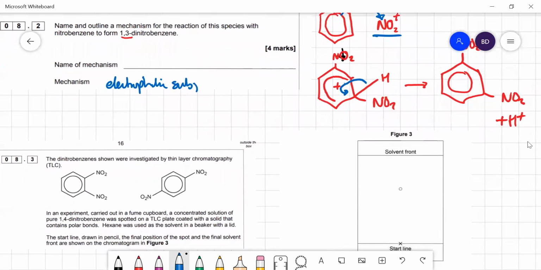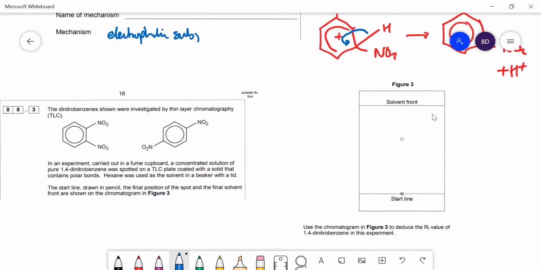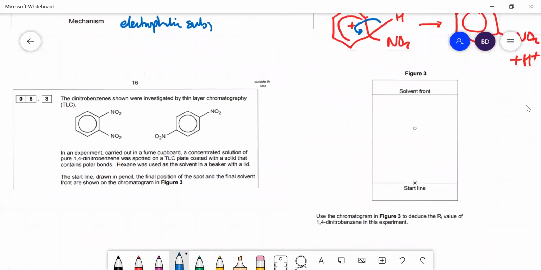Okay, so here now we've got 2 isomers of dinitrobenzene. This one here would be called 1,2-dinitrobenzene, and this one would be called 1,4-dinitrobenzene.